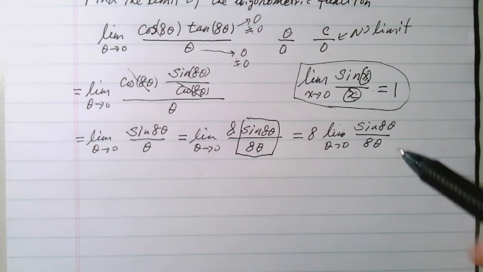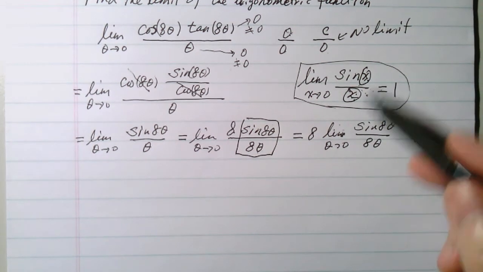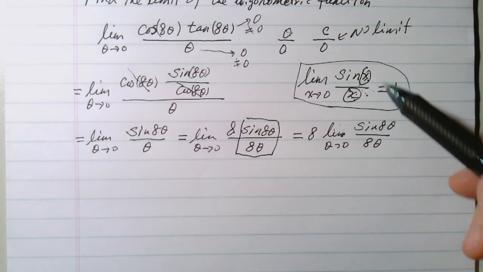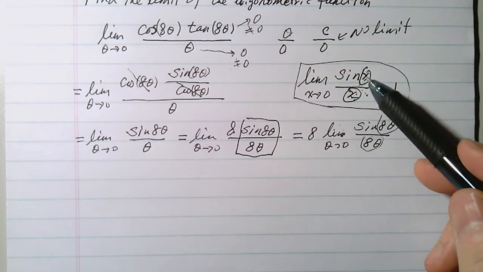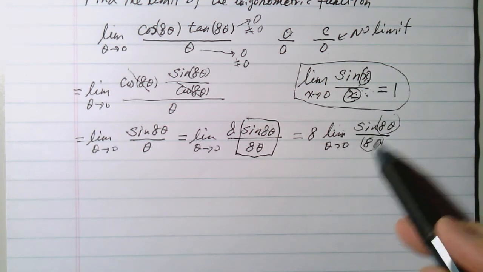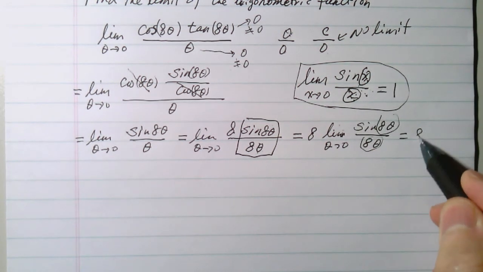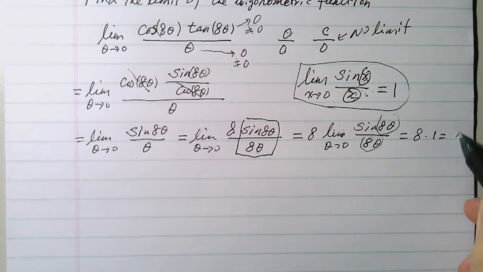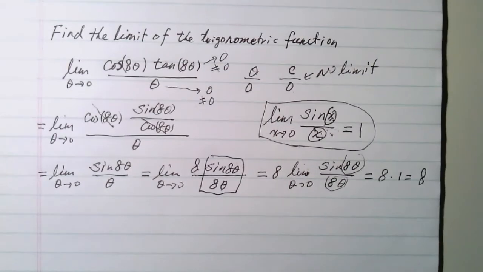Now use that special limit, because it has exactly the same format, the same argument. When theta goes to 0, 8 theta also goes to 0, so that's exactly like that form. Finally, I have 8 times 1, which is 8. That's the end of this problem.